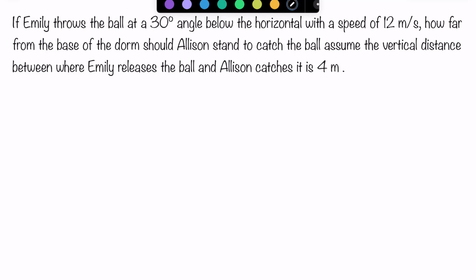All right, so for a problem like this, hopefully you can pause and read it. We're going to start by drawing a sketch of the situation. Just going to draw Emily with her body at a window. She's throwing something, and it's at a 30-degree angle below the horizontal.